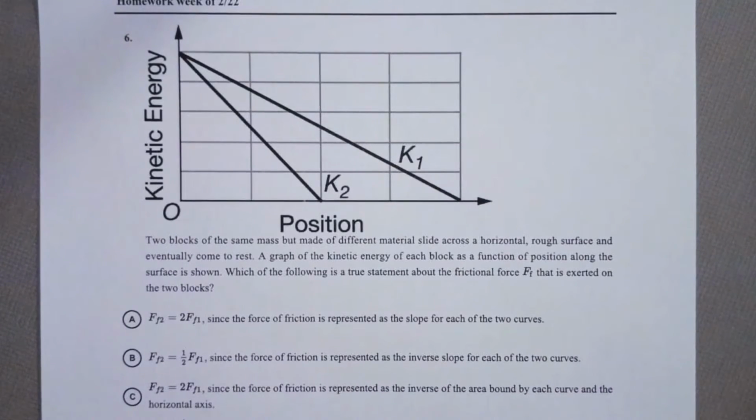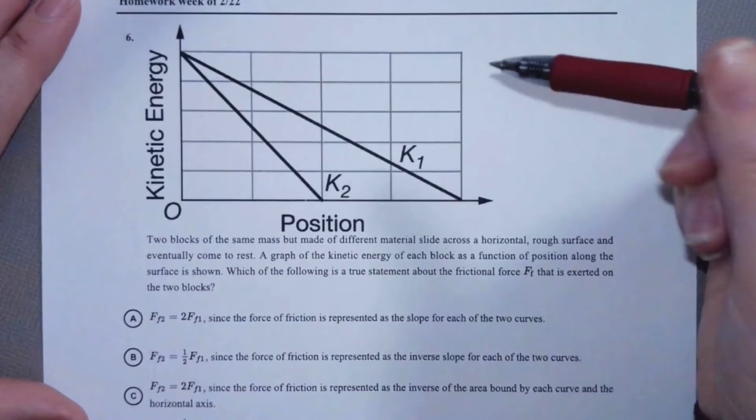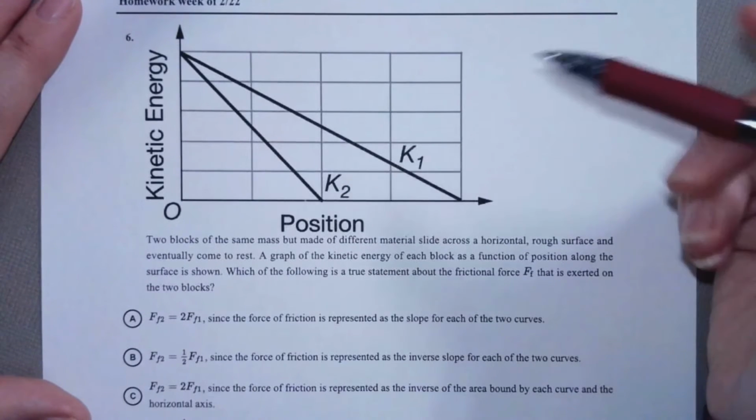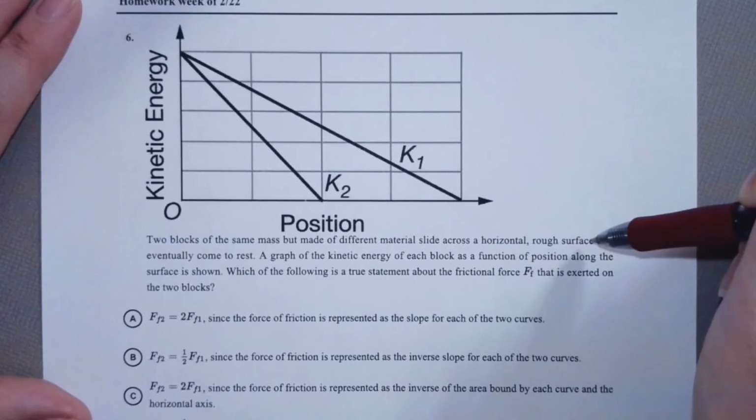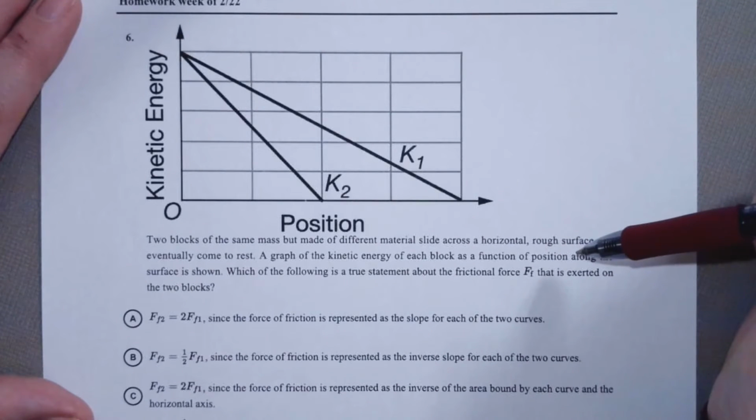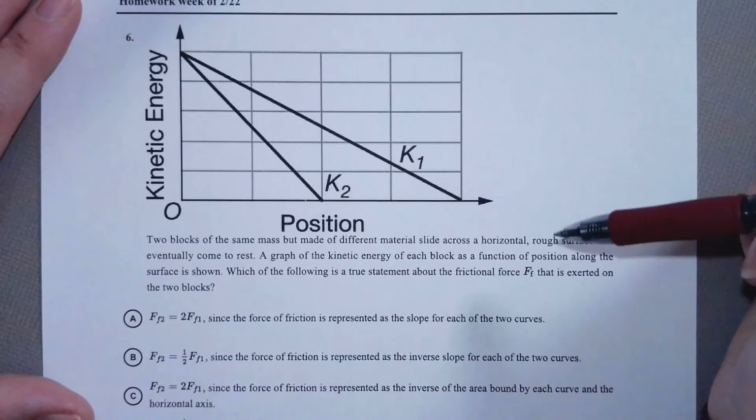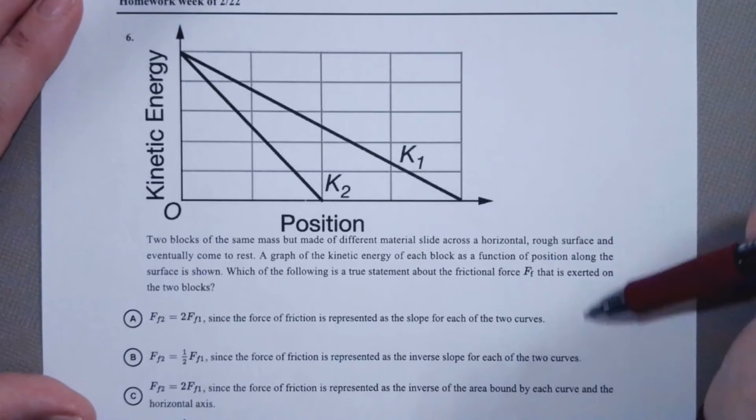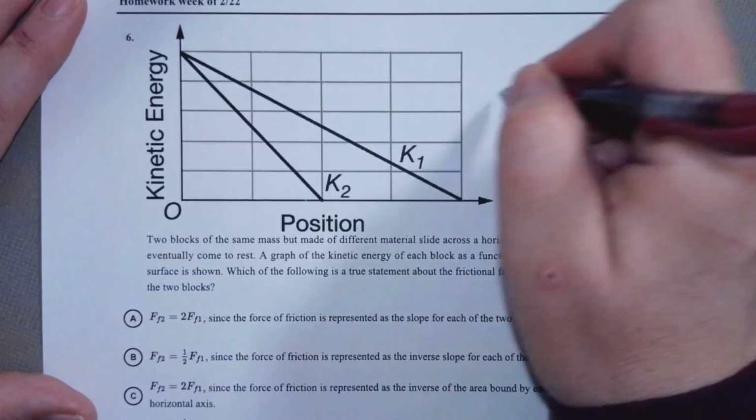Okay, number 6. This was actually maybe a tough one too if you didn't know what to look for. We've got 2 blocks of the same mass but made of different materials that slide across a horizontal rough surface and eventually come to rest. A graph of the kinetic energy of each block as a function of position along the surface is shown. Which of the following is a true statement about the frictional force that is exerted on the 2 blocks? Let's break this down.